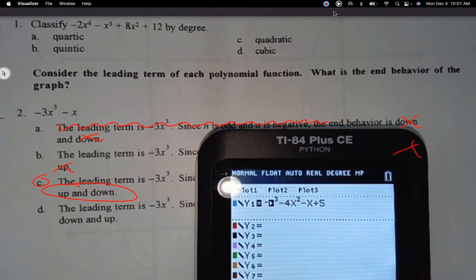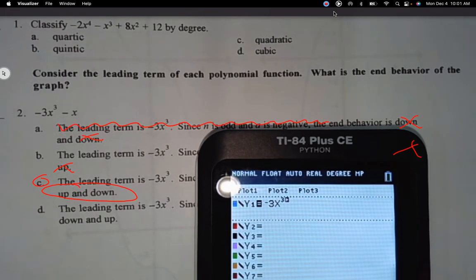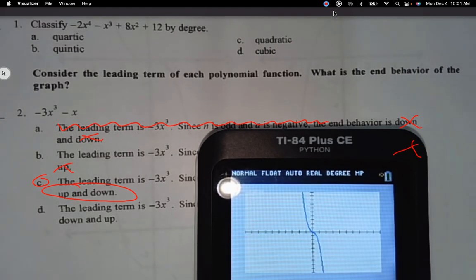But y'all, if that confuses you, then you just need to take out your calculator, go to y equals -3x to the third minus x. And I'll graph. I'm just going to press zoom 6. And what does that say? Up, then down. Okay? Are we good either way?